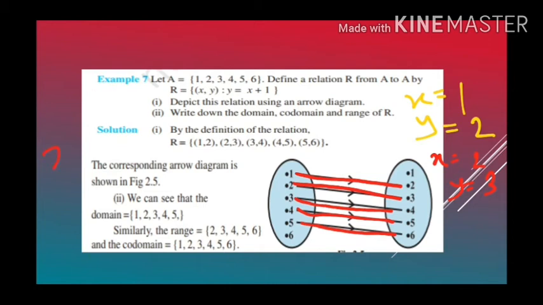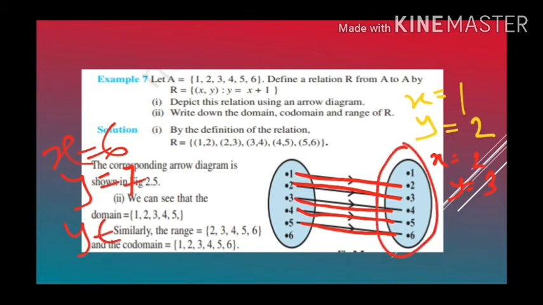Now if you take x equal to 6, the value of y will become 7. But as you can see, 7 is not here. 7 does not belong to A. So there will be no image of this element 6.